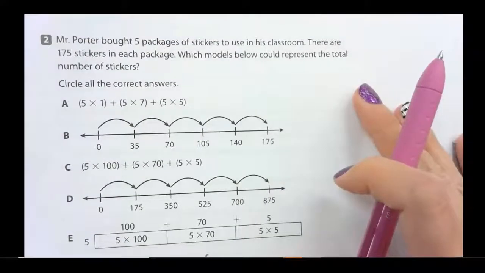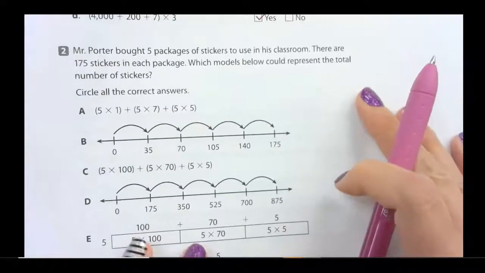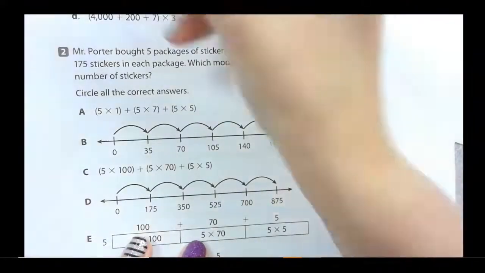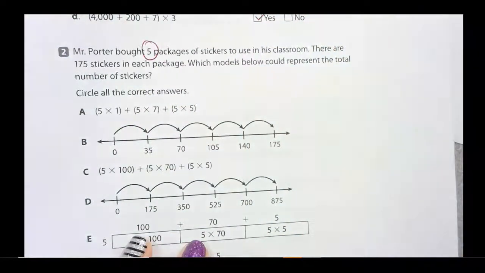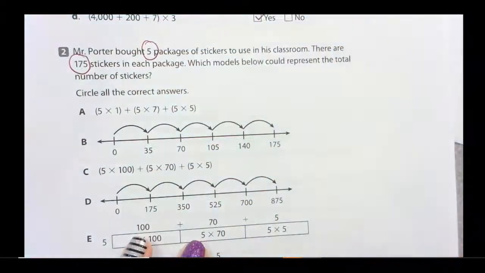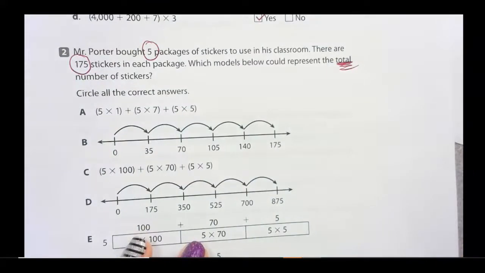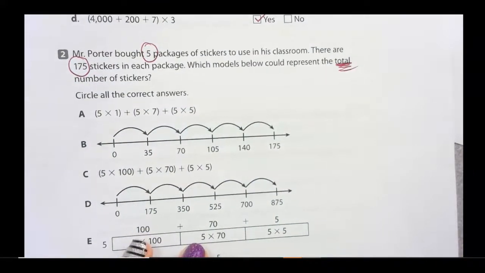All right, number 2. Mr. Porter bought 5 packages of stickers to use in his classroom. There are 175 stickers in each package. Which model could represent the total number of stickers? So we're looking for total. Let's write our equation first. What would be our equation for this?